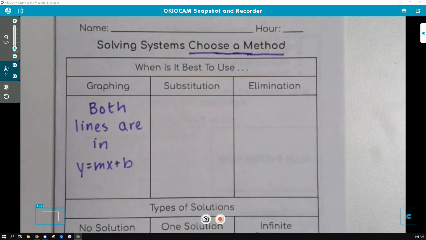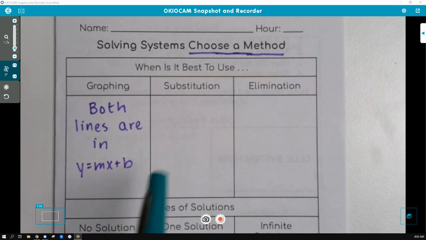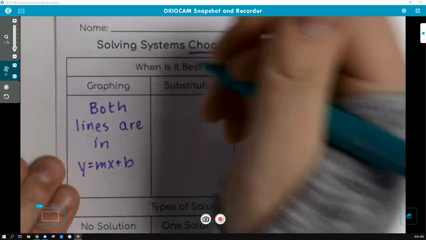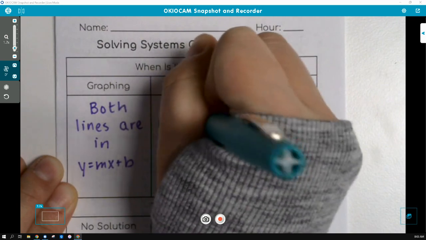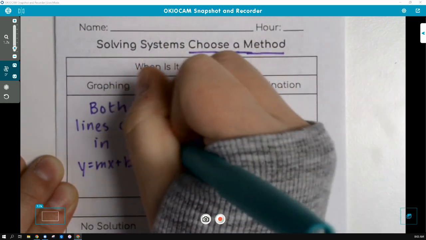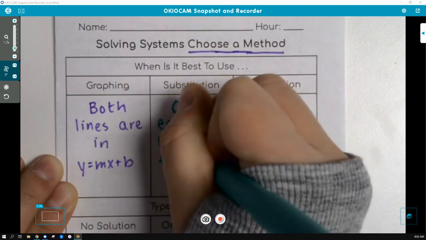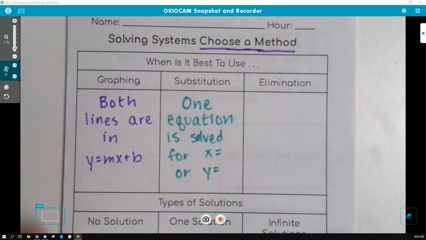Substitution, we learned how to do it in both the time when it's best to use it and the time when you have to do that extra step. It's only best to use substitution when one equation, and it just needs to be one, is solved for either x equals or y equals. So if one equation is solved for x equals or y equals, then we are ready to substitute, and so that makes substitution the easiest method.